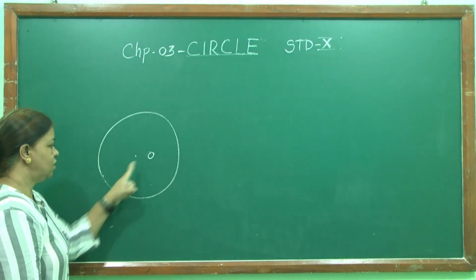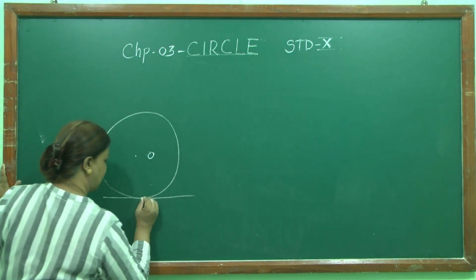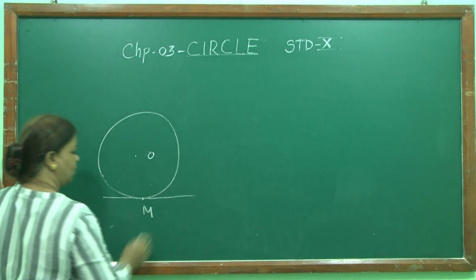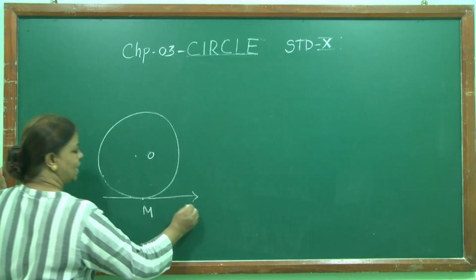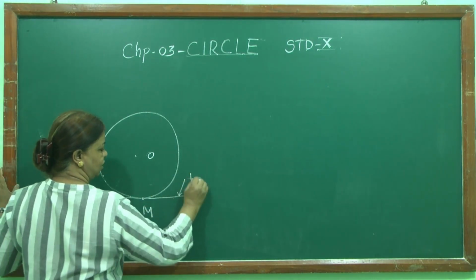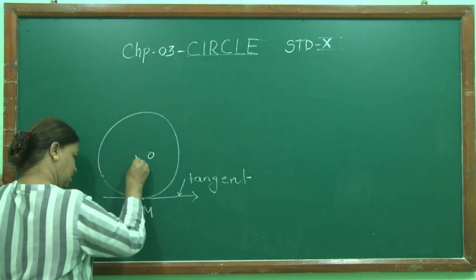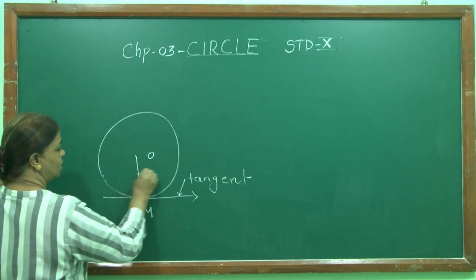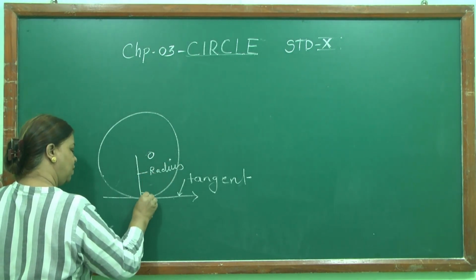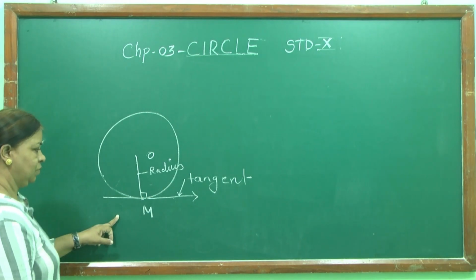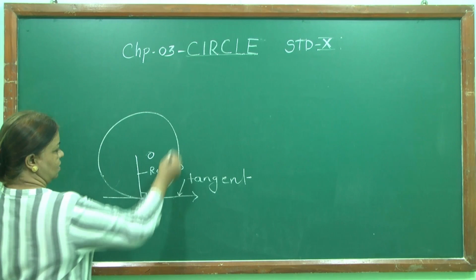There is a circle with center O, and there is a line which is passing from the point N. So what is this line? I have discussed in the beginning only. This line is going to be a tangent. And ON is a radius. This tangent is going to be perpendicular. So a tangent is always perpendicular to the radius.